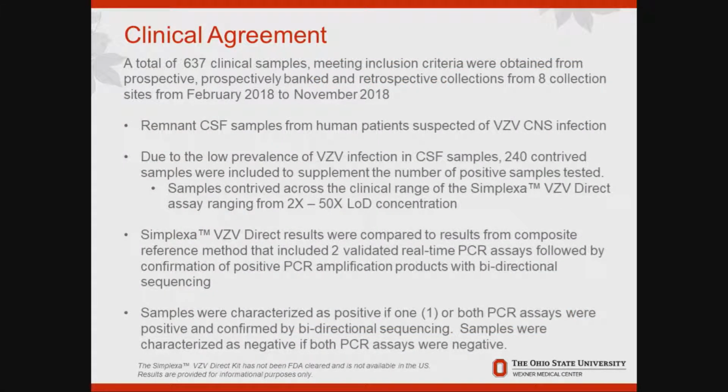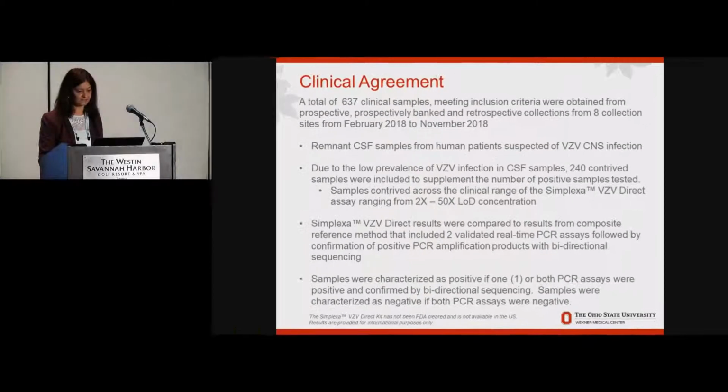Now, because we know VZV is not as common, there were also contrived specimens that needed to be included in the study, where negative CSF samples were spiked with different concentrations of VZV and then tested on the system. The concentration of the spiking for contrived samples varied from 2x to 50x the limit of detection. And I'll get into some of the data on how that limit of detection was derived. But this is just a broad overview of how the study was conducted.